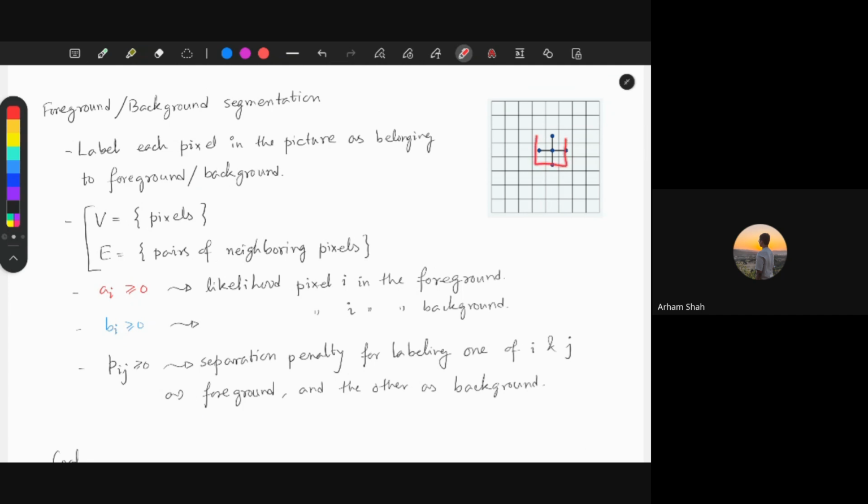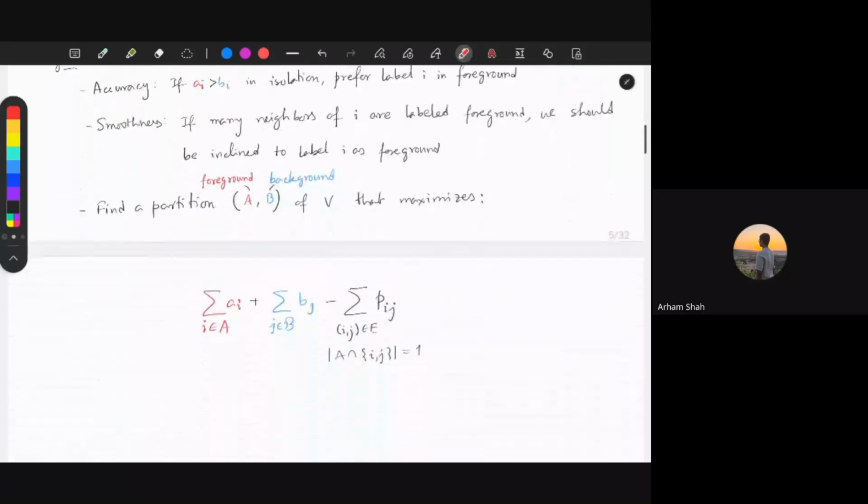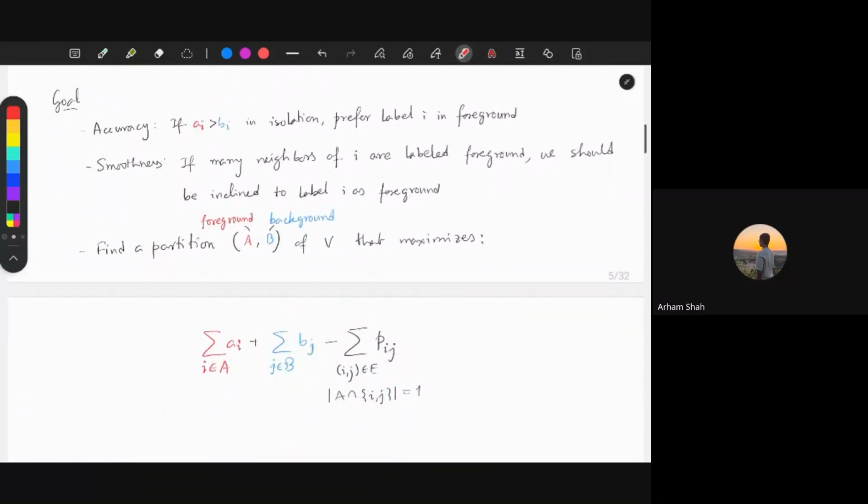Sorry, for each pixel you have eight neighbors. Say almost seven or eight of them are in the foreground, then of course it takes the middle one to be in the foreground. So that is what smoothness means.